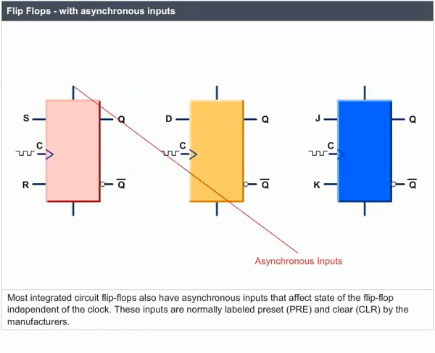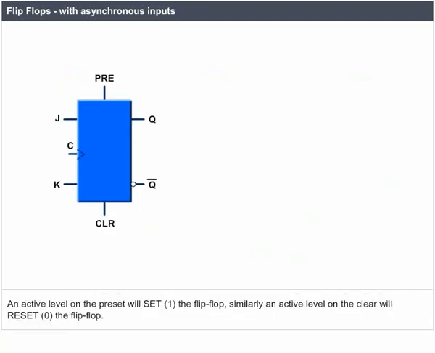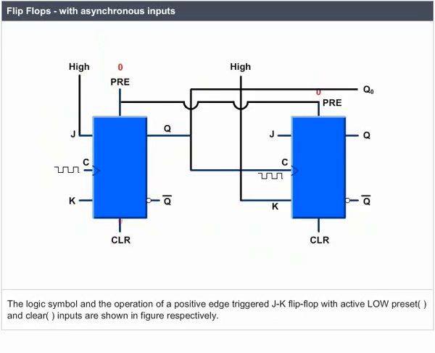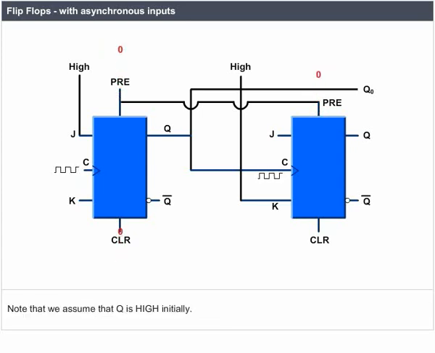Flip-flops with asynchronous inputs. Most integrated circuit flip-flops also have asynchronous inputs that affect the state of the flip-flop independent of the clock. These inputs are normally labeled preset (PRE) and clear (CLR) by the manufacturers. An active level on the preset will set the flip-flop to 1. Similarly, an active level on the clear will reset the flip-flop to 0. The logic symbol and the operation of a positive edge triggered JK flip-flop with active low preset and clear inputs are shown in the figure respectively. Note that we assume Q is high initially.